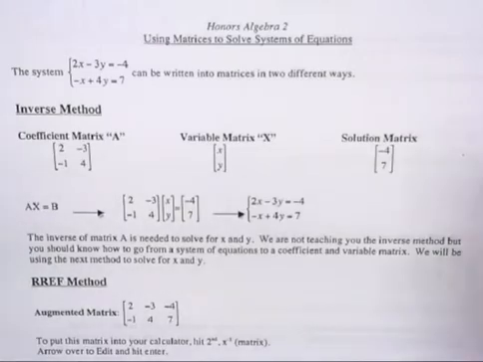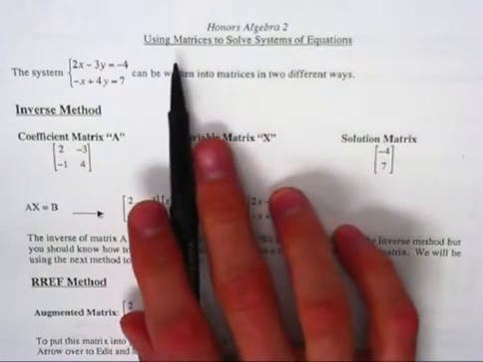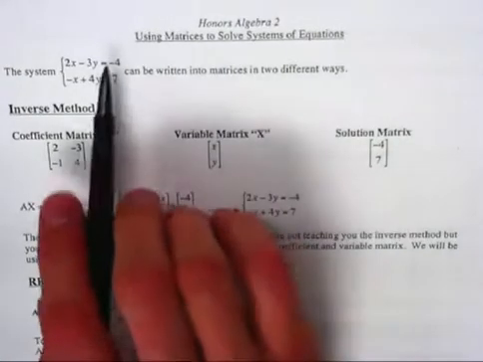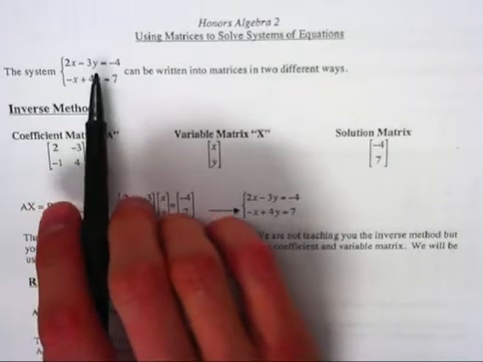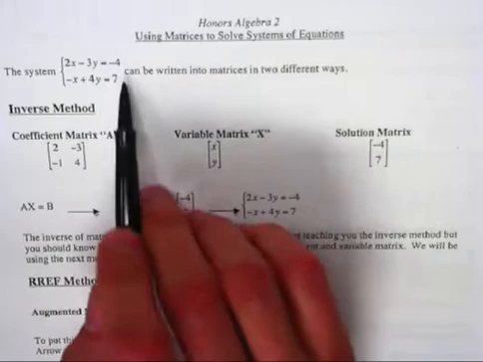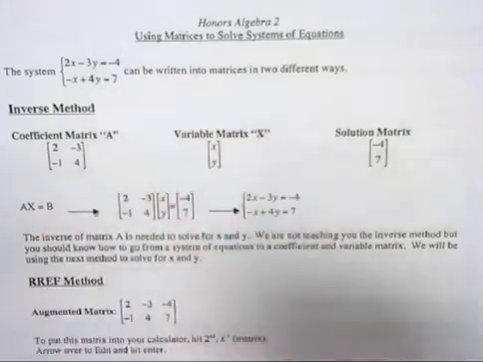In this video, I will walk through the notes in the note sheet that's about using matrices to solve systems of equations. So we've worked with solving systems of equations in several ways so far. If we have this system, 2x minus 3y equals negative 4, negative x plus 4y equals 7, it's two variables, x and y, and two equations.